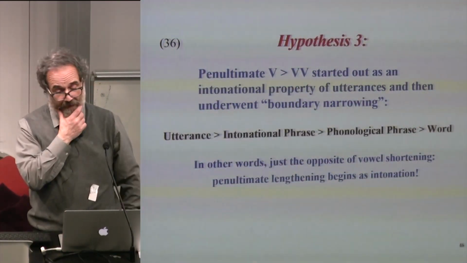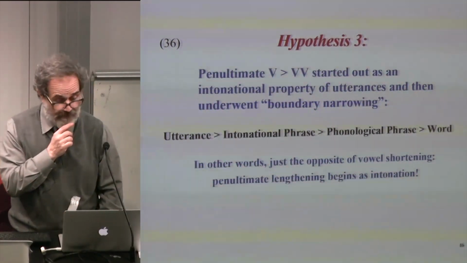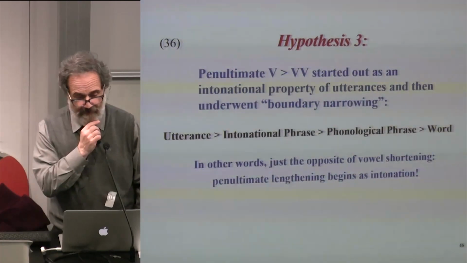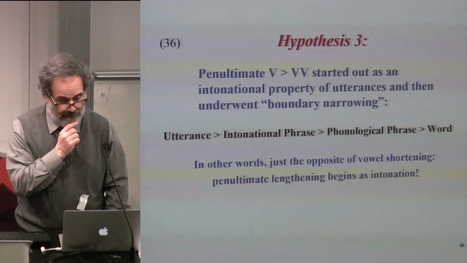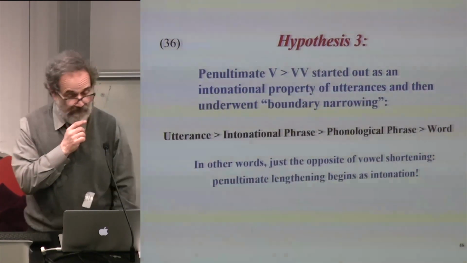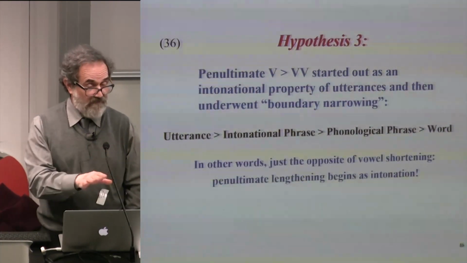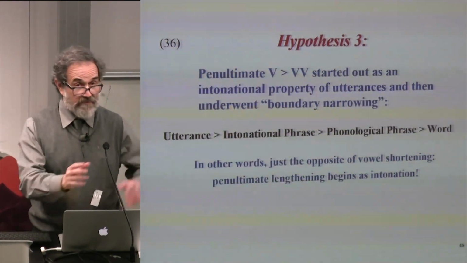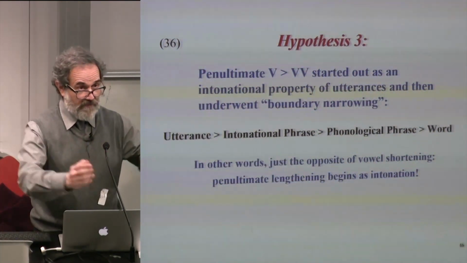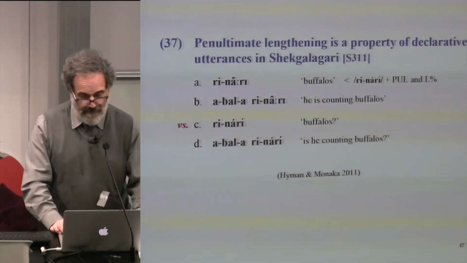So my third hypothesis is that penultimate lengthening started out as an intonational property of utterances and then underwent boundary narrowing. So it started out at the utterance and then went to the intonational phrase, then the phonological phrase, and then the word. In other words, just the opposite of what we saw with the vowel shortening, which started at the stem, then the word, then the phrase. So we've got these going in opposite directions. That's my hypothesis.